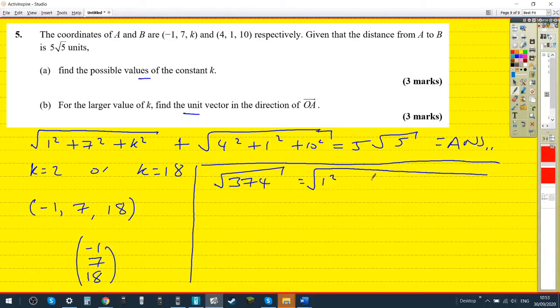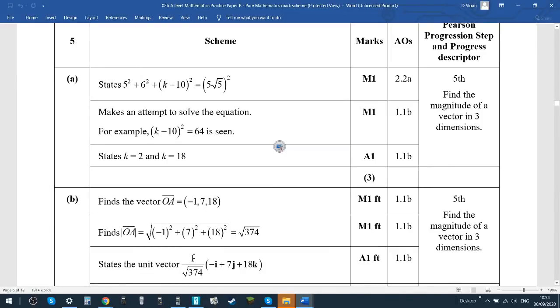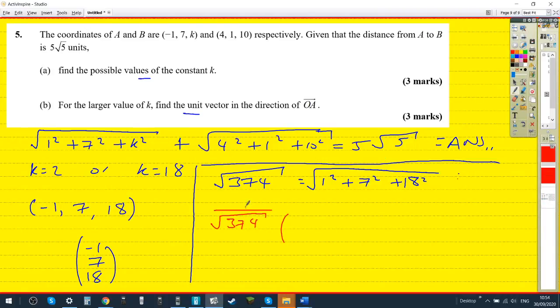Vector in the direction of OA. So do I say OA equals root 374? No, that's the magnitude. A unit vector, I think it's something like root 374, and then it's times these things all over root 374. Unit vector, I just don't remember. It's in terms of i, j, and k. So it is 1 over root 374, and then it's in terms of i, j, and k.